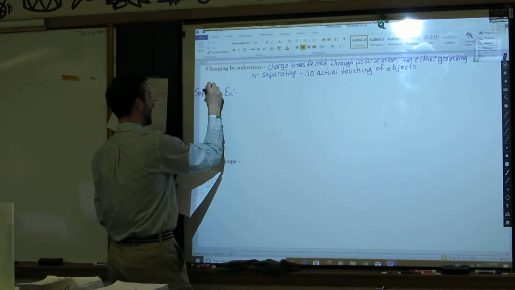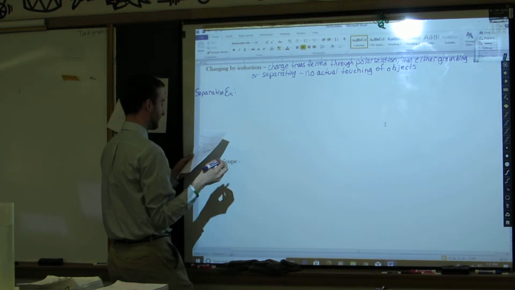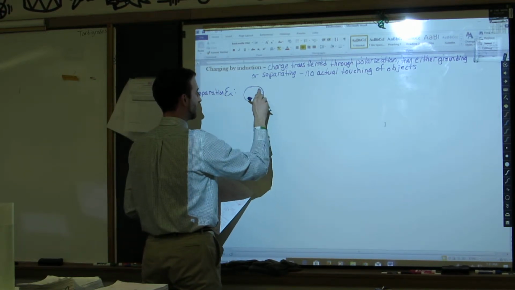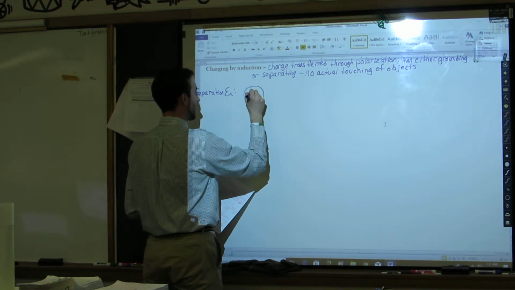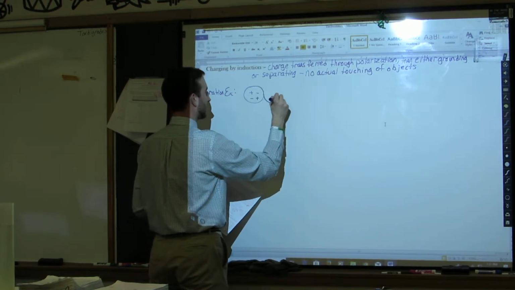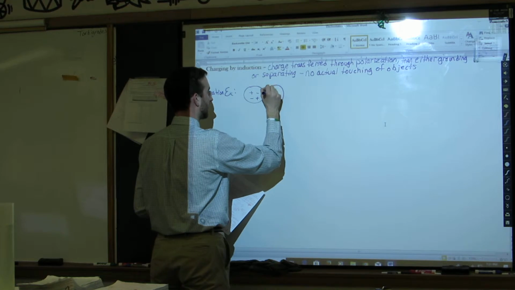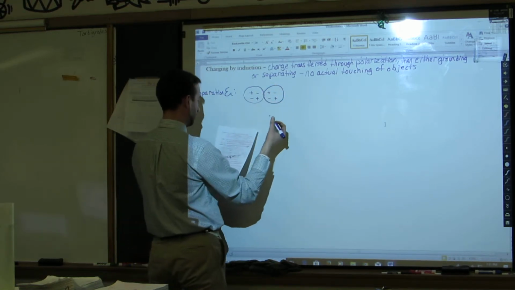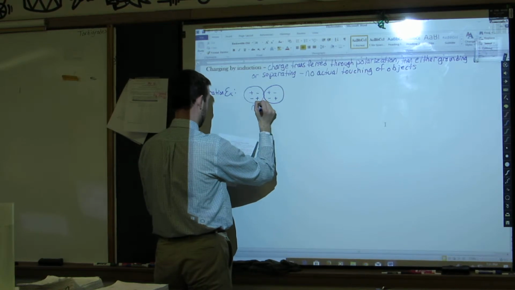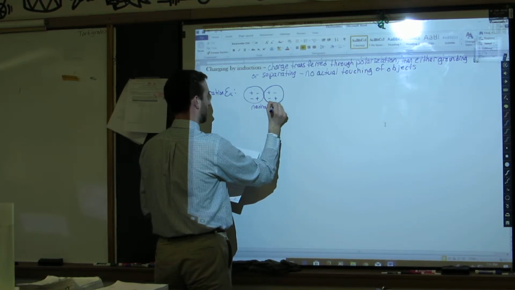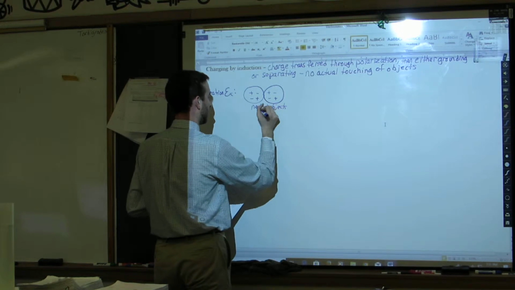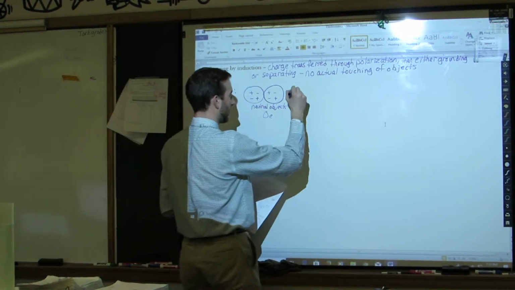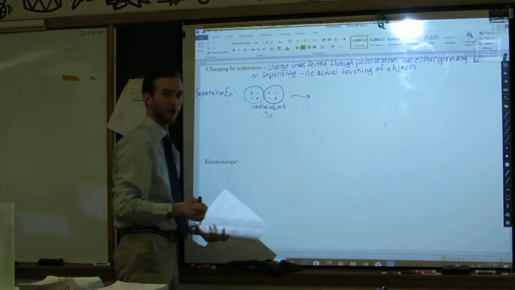So separation example. Let's say you have 2 objects. That is not a good circle. There we go. They are right now combined, and they are neutral. Because they're neutral, we could even say that they have a net charge of 0 e. Here's what we're going to do to those objects. We're going to disturb their neutrality.